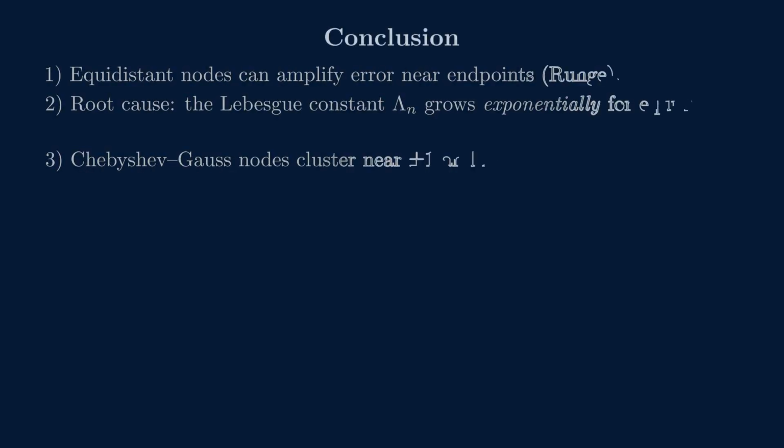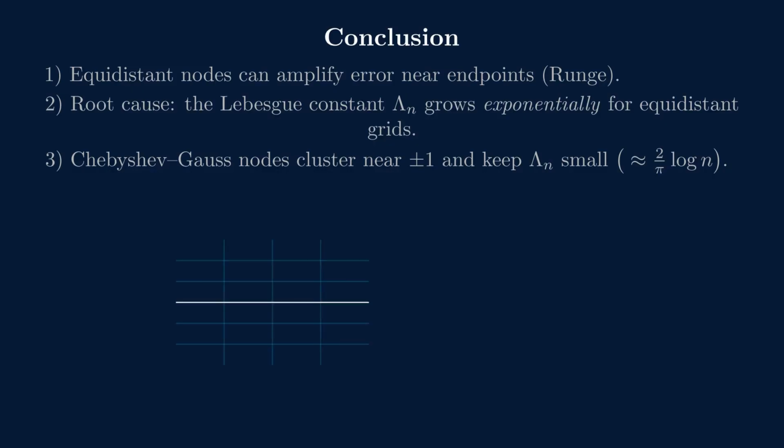Conclusion. 1. Equidistant nodes can amplify error near the endpoints, the Runge effect. 2. The root cause is the Lebesgue constant. Lambda sub n grows exponentially for equidistant grids. 3. Chebyshev Gauss nodes cluster near plus and minus 1 and keep lambda sub n small, approximately 2 over pi times log n.